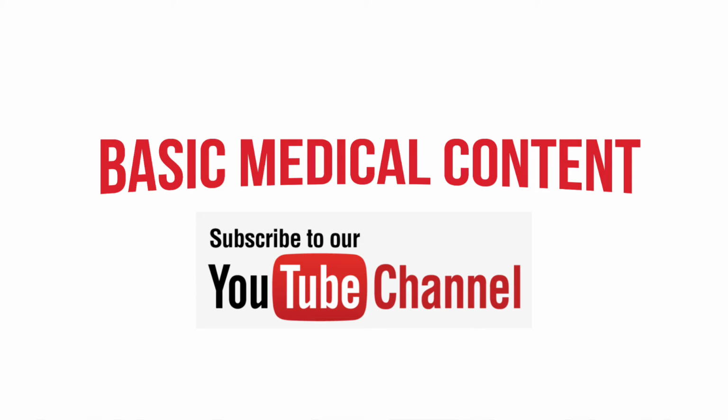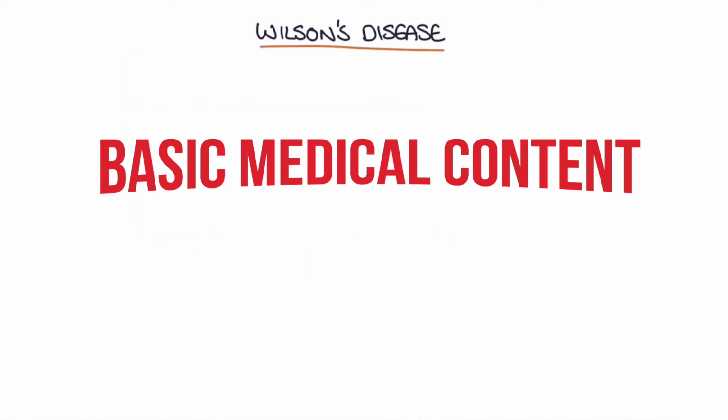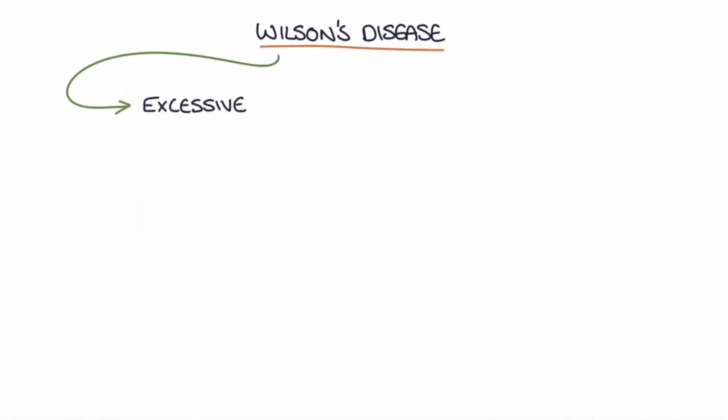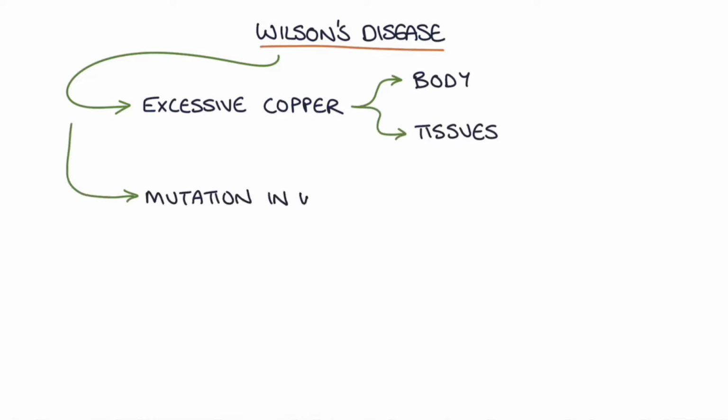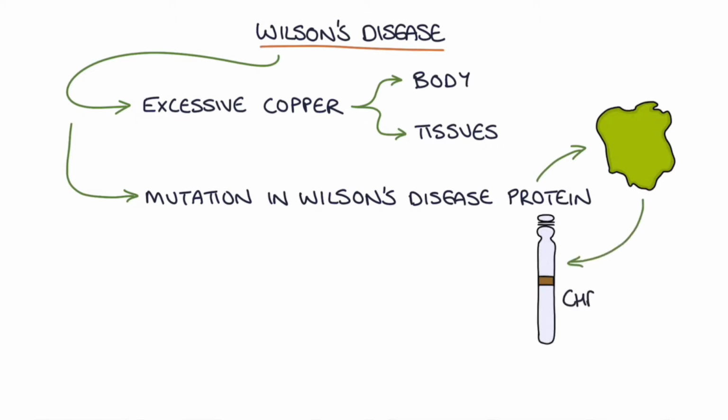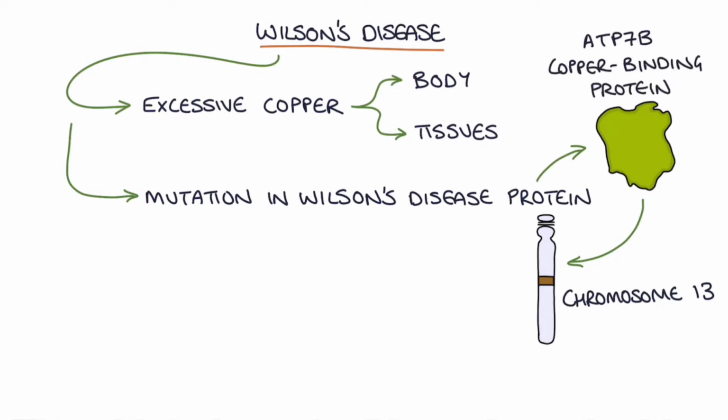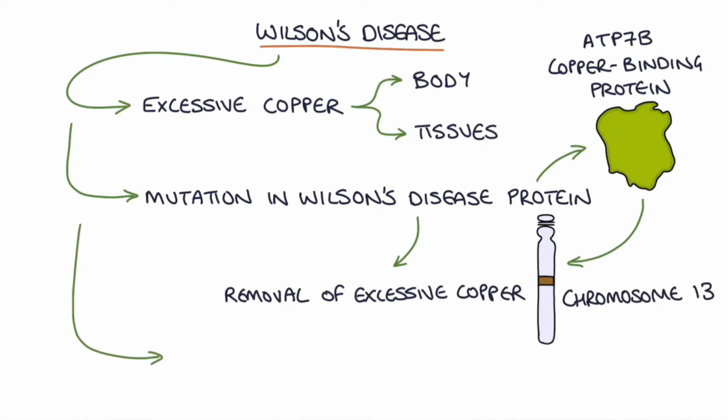In this video, I'm going to be going through Wilson's disease. Wilson's disease is the excessive accumulation of copper in the body and the tissues. It's caused by a mutation in the Wilson's disease protein, which is on chromosome 13. And the Wilson's disease protein also has the catchy name of ATP7B copper binding protein, and is responsible for various functions, including the removal of excessive copper in the liver. Genetic inheritance of Wilson's disease is autosomal recessive.